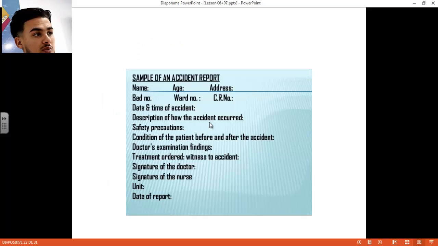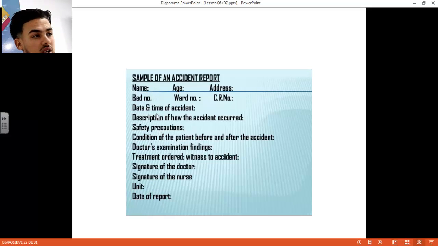Here we have an example of a simple report. We put the name here, and the age and the address of the patient. We have also the date and time of the accident, a description of how the accident occurred, safety precautions, condition of the patient before and after the accident, doctor's examination and findings, treatments ordered by the doctor, witnesses to the accident, and we have the signature of the doctor and of the nurse, the unit, and the date of the report.